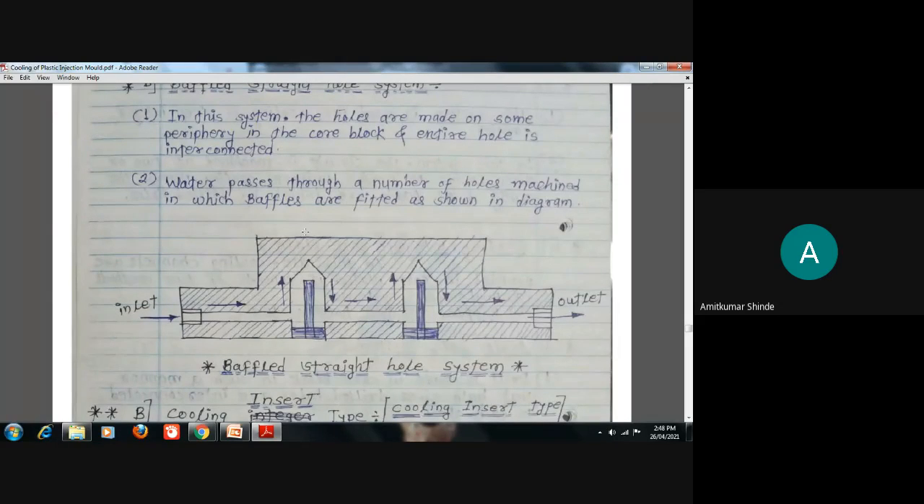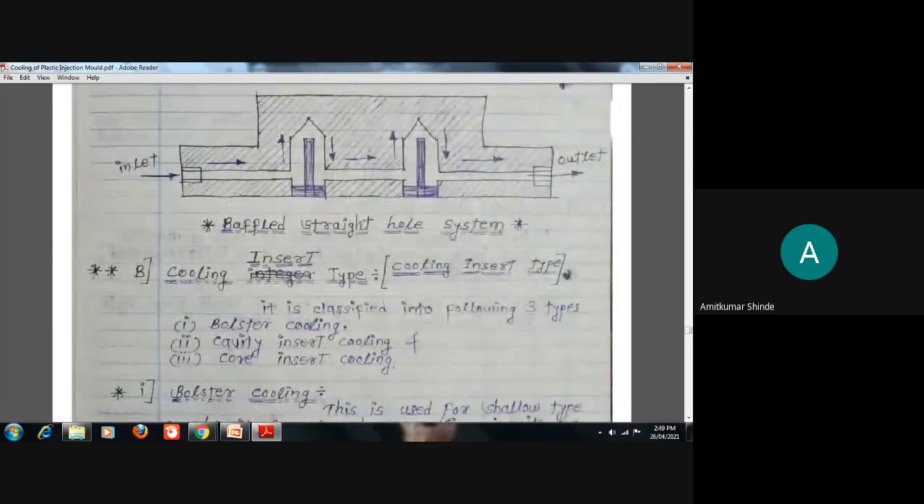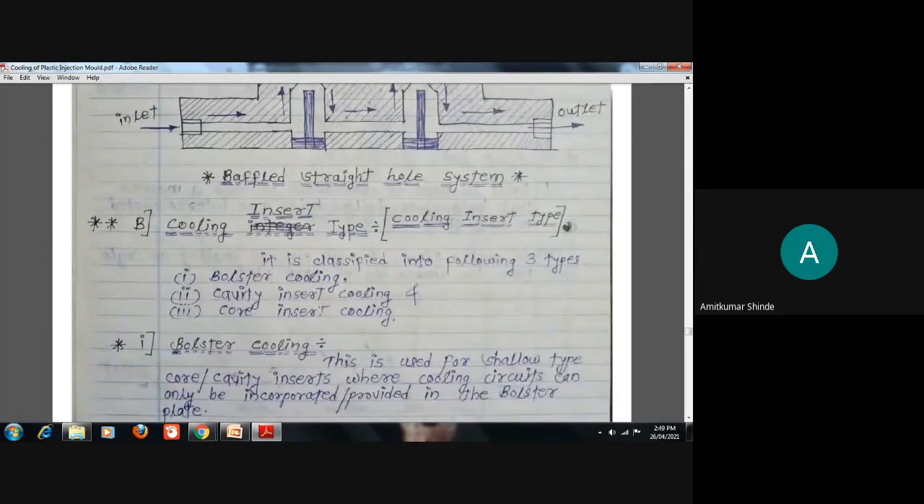This is the core block, this is the direction of flow which I have highlighted here, inlet, outlet, and this is the baffle. This is the baffled straight hole system. Holes are made in the core block, all holes are interconnected, and the water will enter from the inlet and come out from the outlet, following this direction. This change in direction is done by using this baffle, which is nothing but a thin vertical plate.